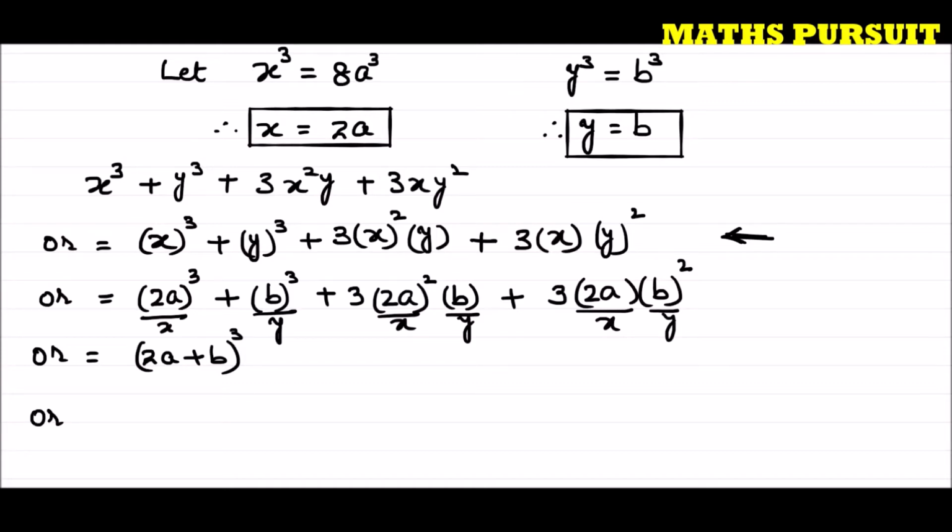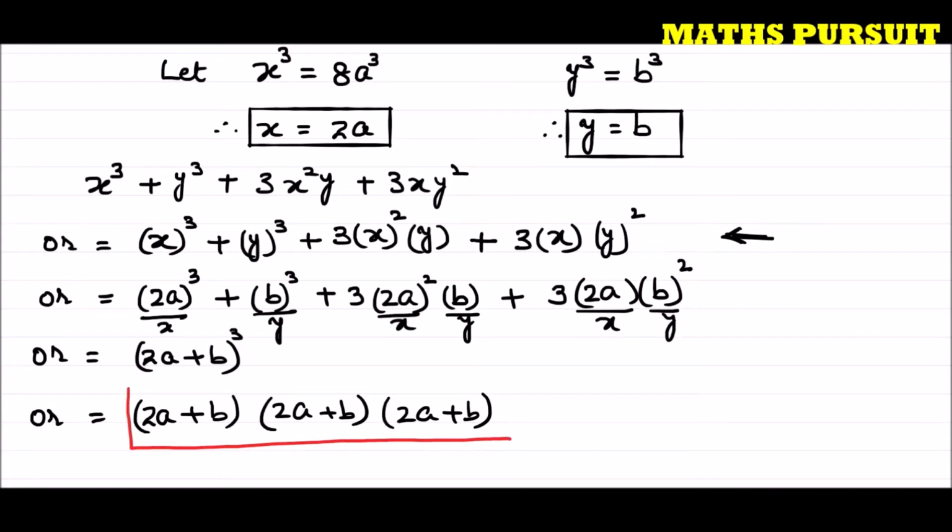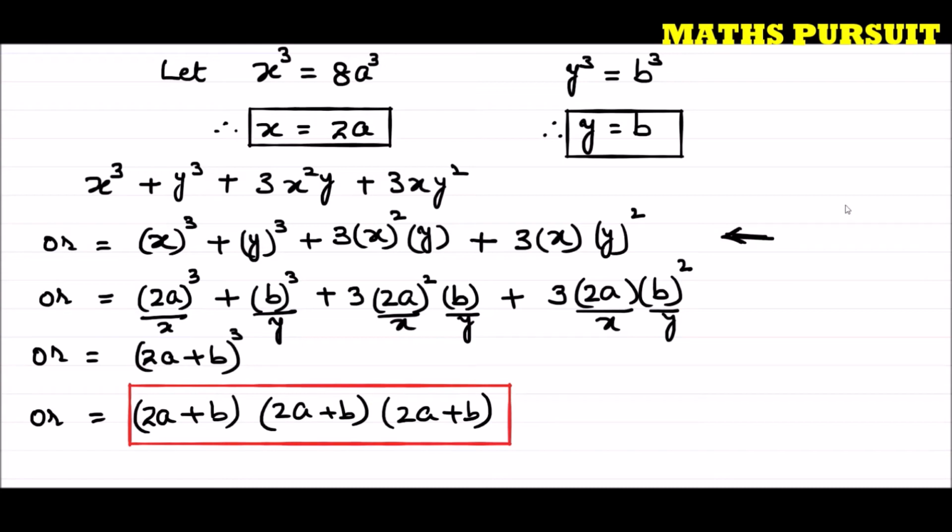So it is equal to 2a plus b whole cube. I can write 2a plus b into 2a plus b into 2a plus b. Guys, this is our answer. So when we solved the given expression, we got the answer as 2a plus b whole cube, which is nothing but 2a plus b into 2a plus b into 2a plus b. Hope guys you understood this.